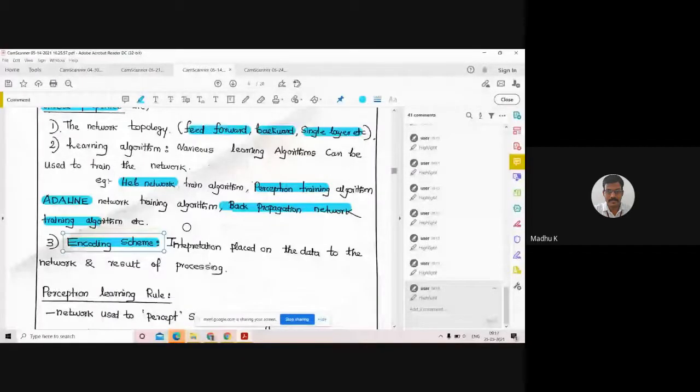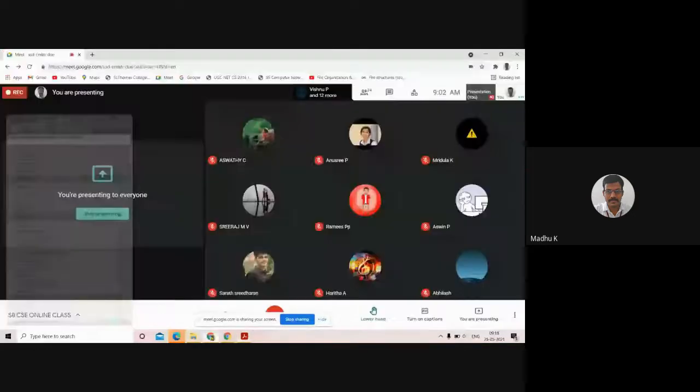Next, we are moving to the perceptron. So, what is perceptron learning rule?